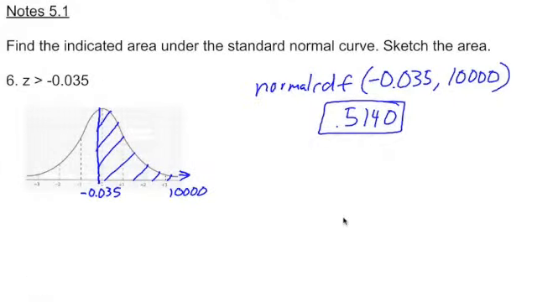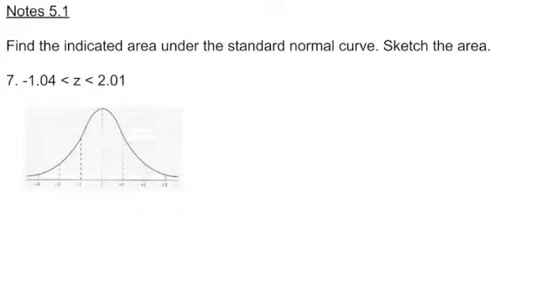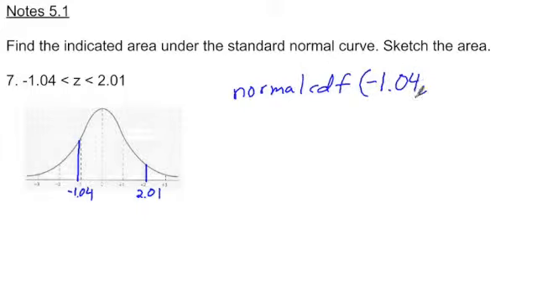All right. And the last example, we are looking at between negative 1.04 and 2.01. So we use our normal CDF again, and we just use the z-scores that they give us. Negative 1.04, comma 2.01. Let's get that entered in. You'll see that this comes out to 0.8286.